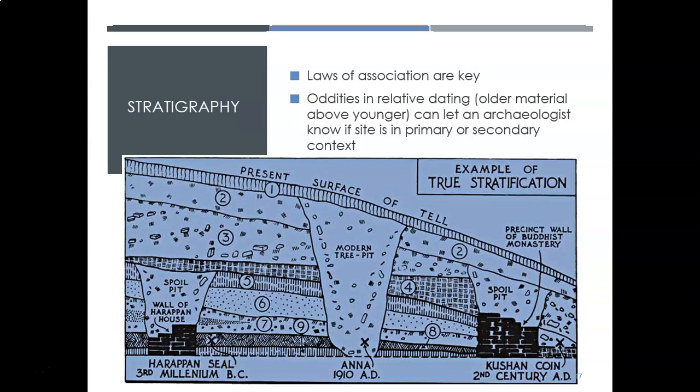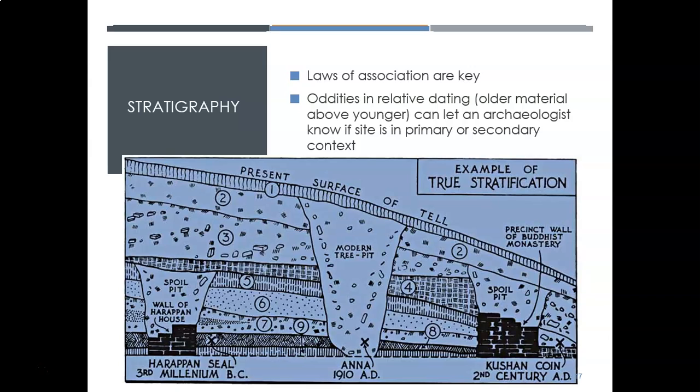And so here's an example of a famous tell site, which is all these layers of occupations that have been deposited one on top of each other, and it's illustrating some intrusive deposits. It's illustrating the principle of original horizontality, and then it's giving you a couple of different dating techniques that could then be used to date the various deposits, right?